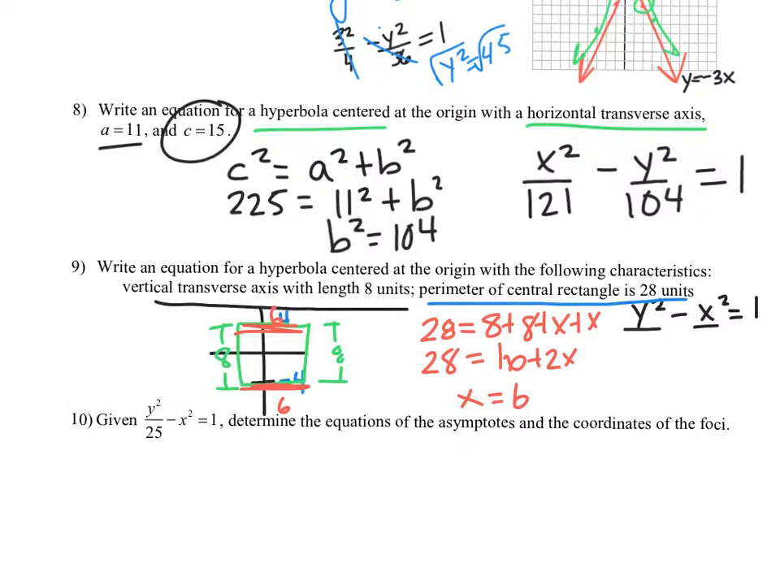So this ordered pair right here is going to be 3, negative 4. So it's going right 3, down 4. If it's going right 3, that means underneath the x is going to be 9. And if it's going up 4, underneath the y is going to be 16.